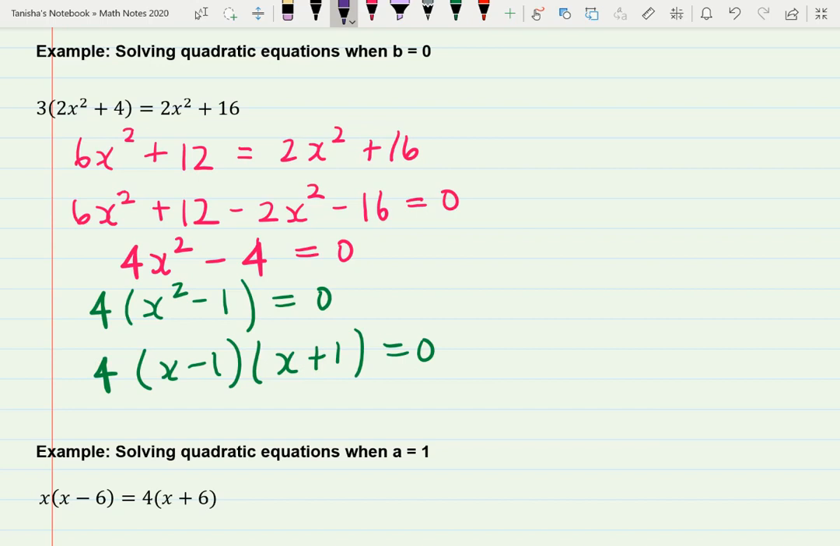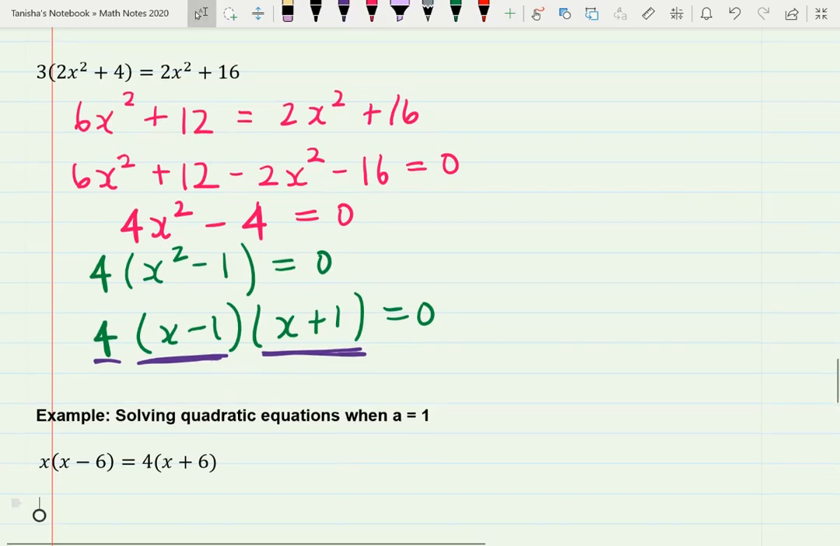Next, we set all of our factors equal to 0. What are our factors? Well, the 4 is a factor, the x minus 1 is a factor, and the x plus 1 is a factor. But the 4 factor doesn't contain an x value, so we are going to ignore that. All right, the other two factors, if we input some value of x into each of those factors, they could potentially equal 0. So what is the value of x that will make each of those factors equal 0?